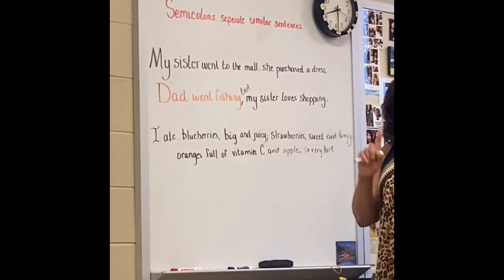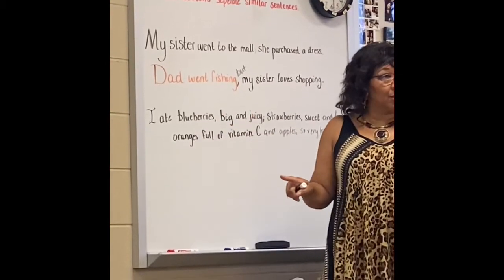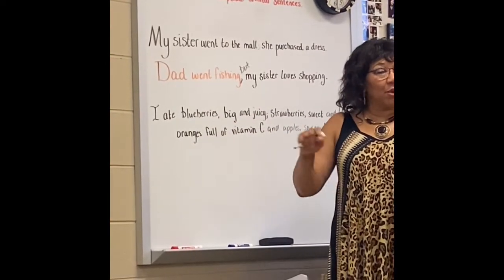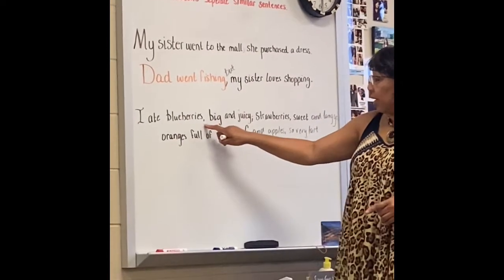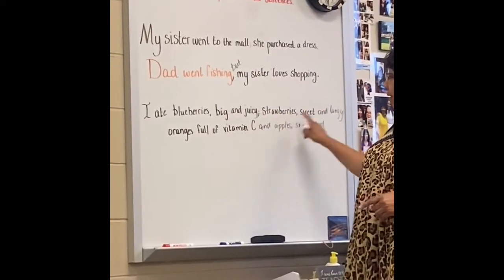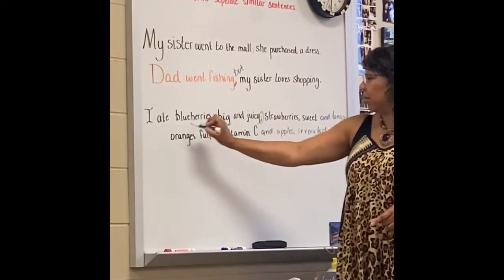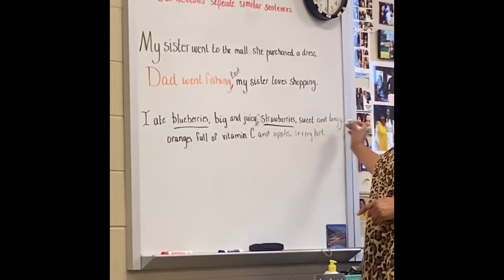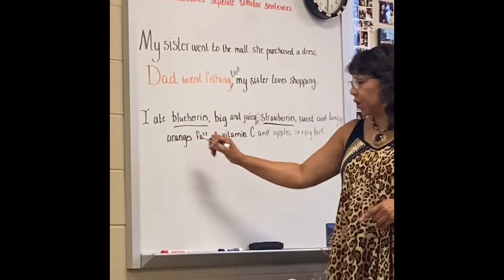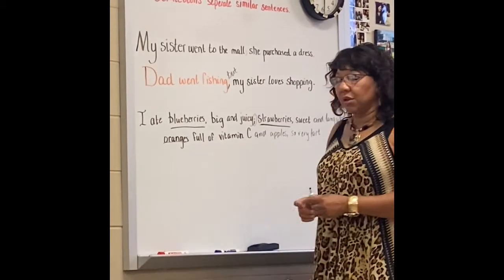So again, semicolons separate similar sentences, and they also separate items in a series when there are additional details, and the use of commas would be confusing because I don't want to put commas to separate all of these items. I need semicolons because every time after a semicolon, I see something else that I ate. Blueberries, after semicolon, strawberries, after that semicolon, oranges. Do you understand? Okay, and there's one other way that you use a semicolon.